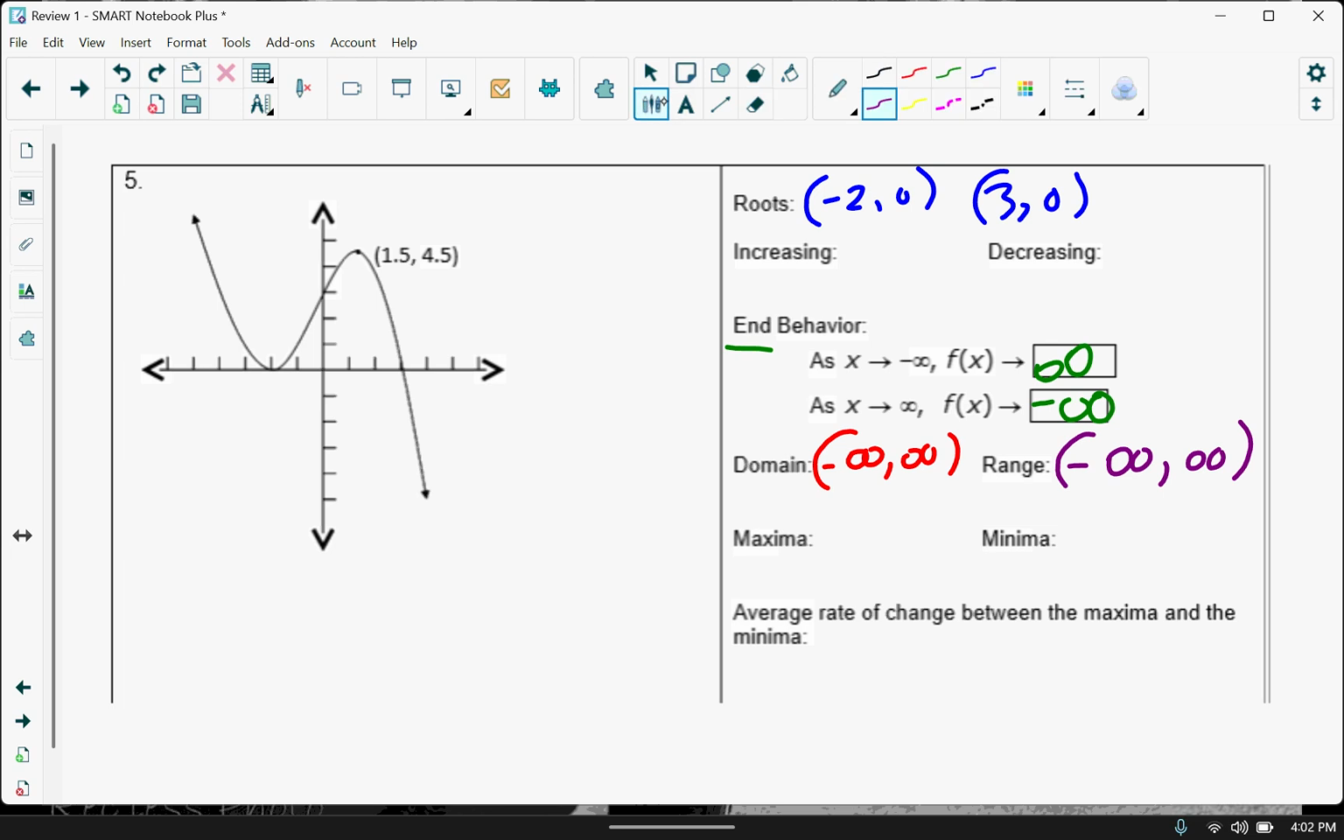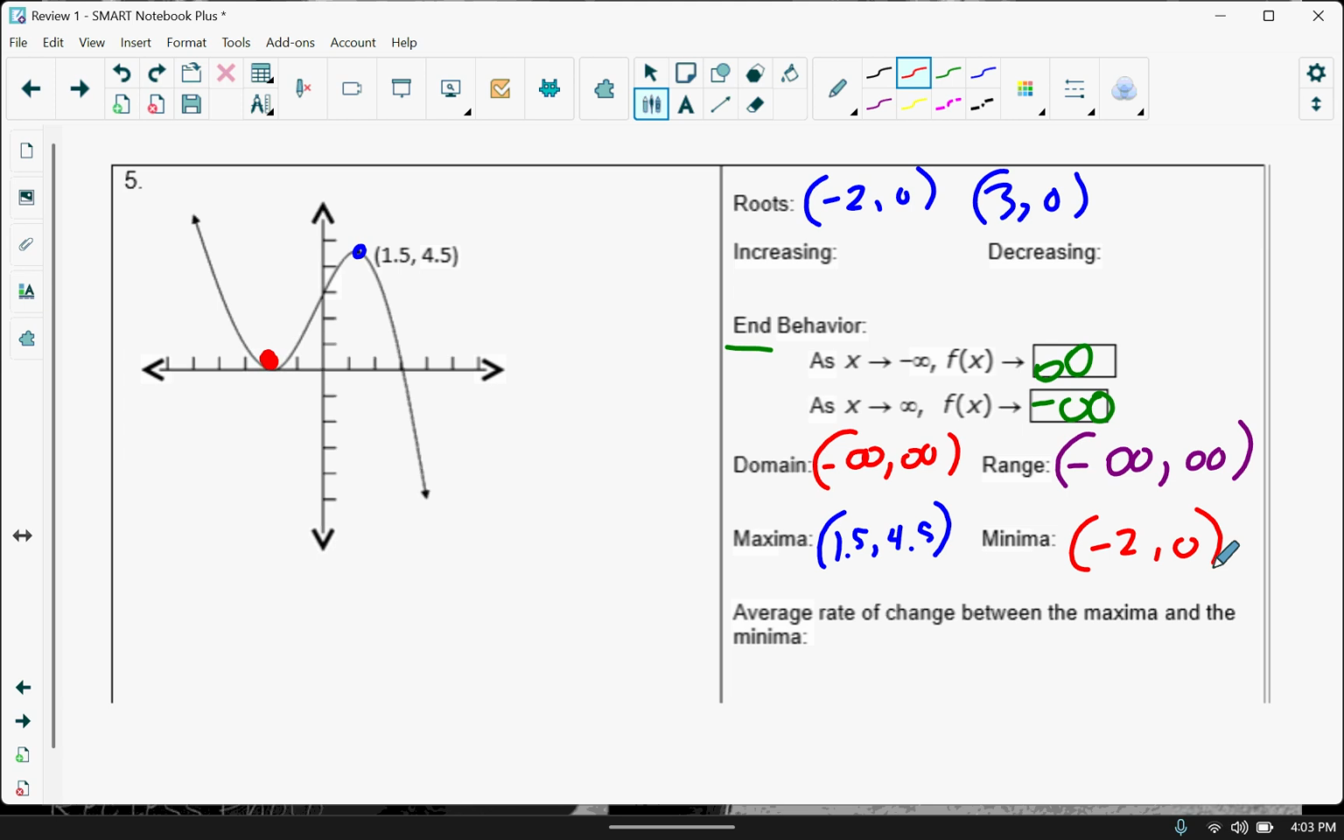Now for the maximum, this graph does have a maximum, and the nice thing about it is it's at the top of the hill, so it's already marked for us. Our maximum is at (1.5, 4.5). It does have a minimum. The minimum is the valley. It's the lowest point where the graph goes down and then up, and it looks like that one is at (-2, 0).